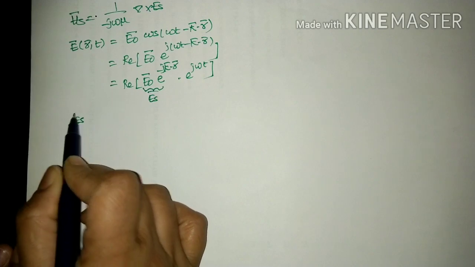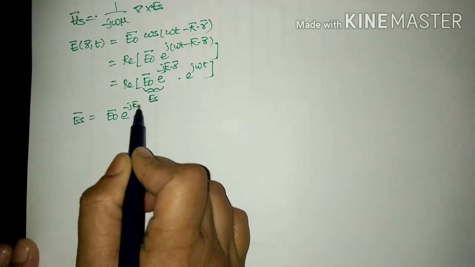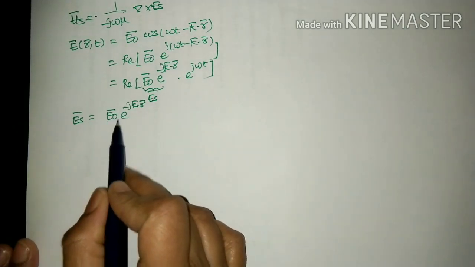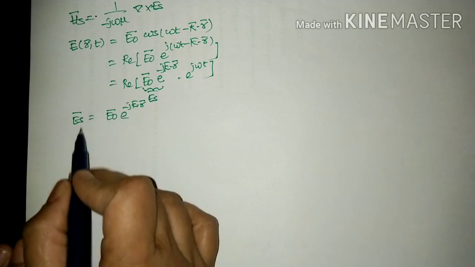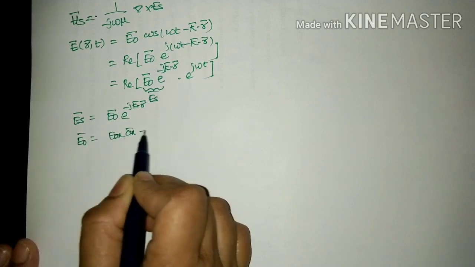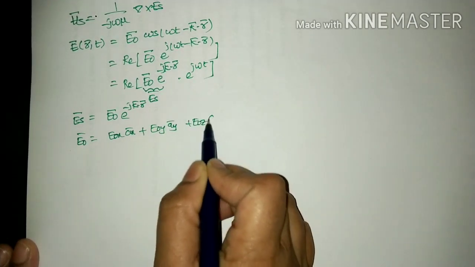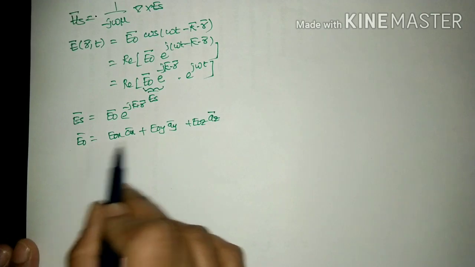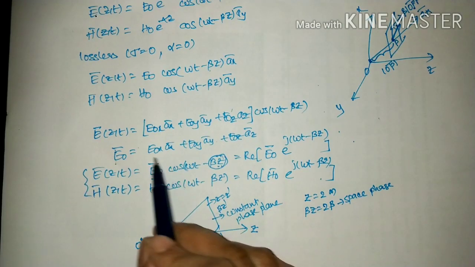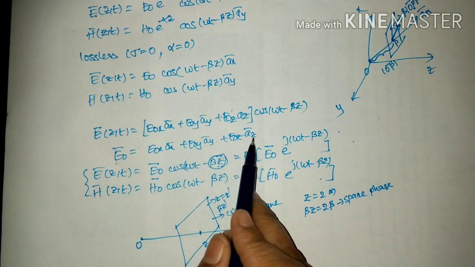So you got Es bar is equal to E naught bar into e power minus j k bar dot r bar, where E naught bar will define the orientation of the electric field. So E naught bar is equal to EOX AX bar plus EOY AY bar plus EOZ AZ bar. This we have already defined earlier. So here we have defined E naught bar is equal to EOX AX bar plus EOY AY bar plus EOZ AZ bar.